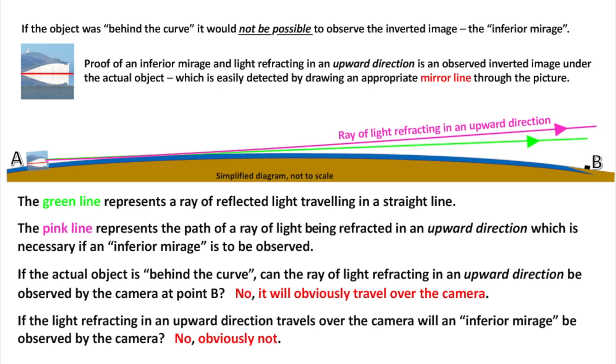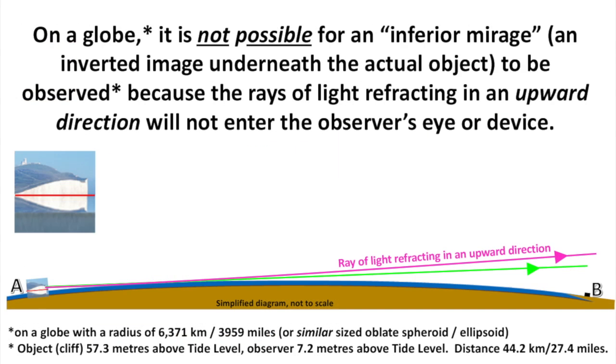No, it will obviously travel over the camera. If the light refracting in an upward direction travels over the camera, will an inferior mirage be observed by the camera? No, obviously not. On a globe, it is not possible for an inferior mirage, an inverted image underneath the actual object, to be observed, because the rays of light refracting in an upward direction will not enter the observer's eye or device. On a globe with a radius of 6,371 kilometers or 3,959 miles or similar sized oblate spheroid or ellipsoid.